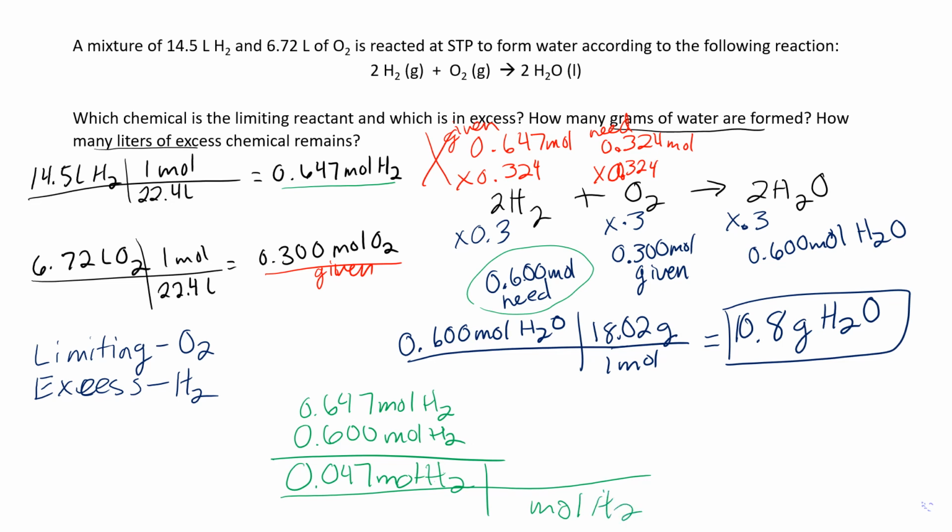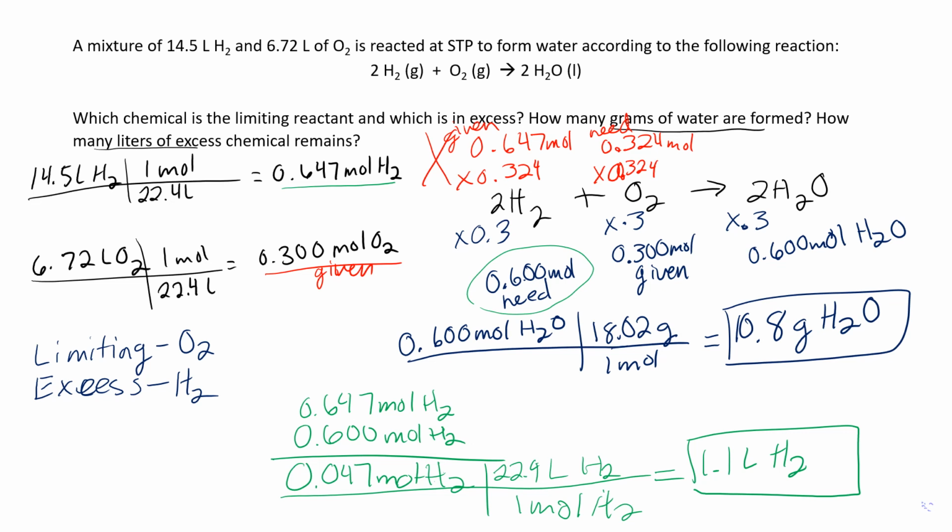So we want to change moles of H2 into liters of H2. It's still a gas at STP, so we would multiply it by 22.4. So 0.047 times 22.4 is going to give us 1.0, we get 1.1 liters of hydrogen gas left over. So that gives us our excess amount.